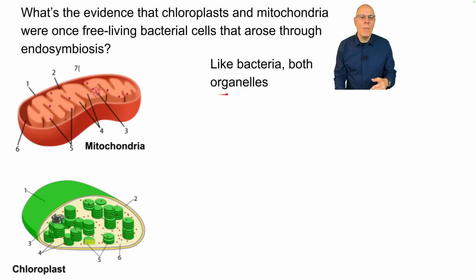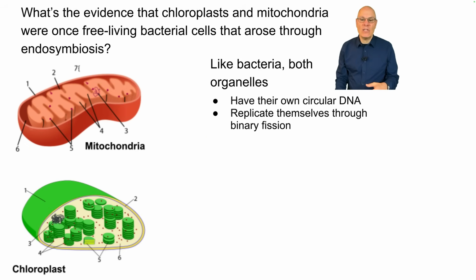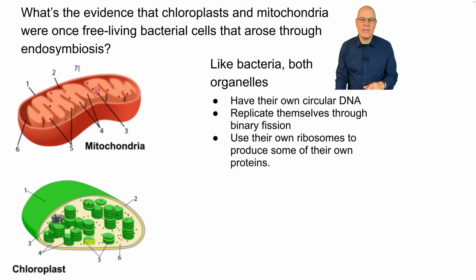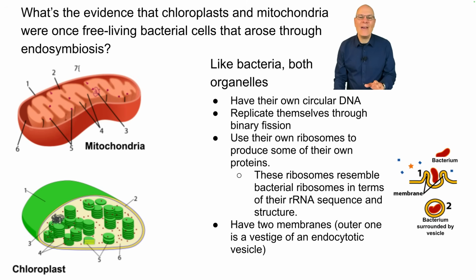Like bacteria, both of these organelles, mitochondria and chloroplasts, have their own circular DNA. They replicate themselves through binary fission. That's how prokaryotes replicate themselves. They use their own ribosomes to produce some of their own proteins. These ribosomes resemble bacterial ribosomes in terms of their rRNA sequence and structure, and they have two membranes. The outer one, so the outer bacterial membrane, let's consider it over here, is a vestige of an endocytotic vesicle.